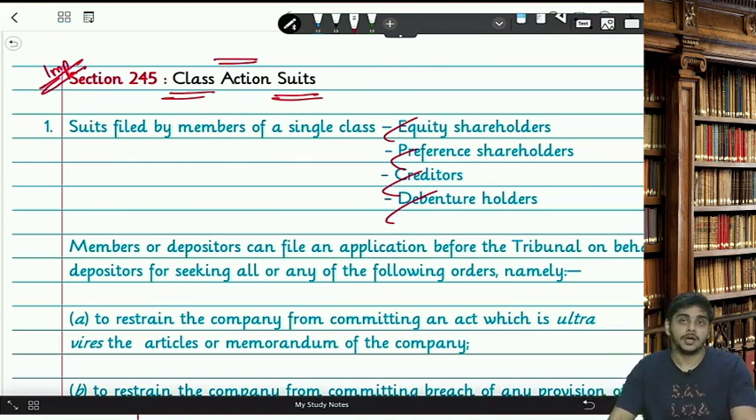Now there is a small difference, you have to understand the distinction. In section 241, which we did in the previous class, the wrongdoing was against the members by the company. Same thing here also: the wrongdoing is against the members by the company. So sir, what is the difference here?